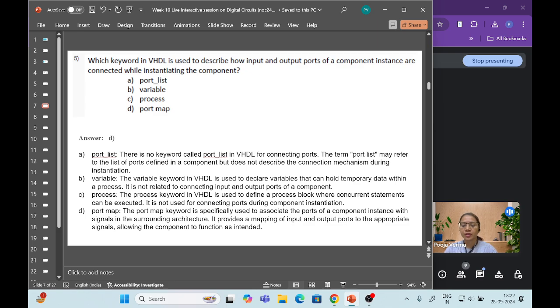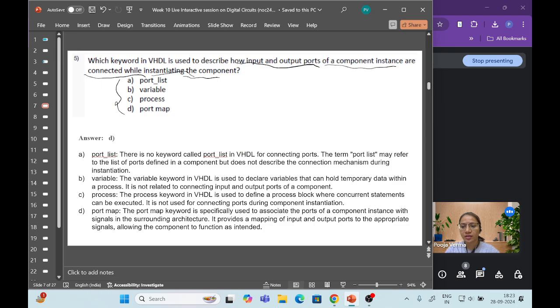Now the next question is, which keyword in VHDL is used to describe how the input and output ports of a component instance are connected while instantiating the component? Option A is port list, option B is variable, option C is process, and option D is port map. They have asked which keyword in VHDL is used to describe how input and output ports of a component instance are connected while instantiating the component. So let's see it option by option.